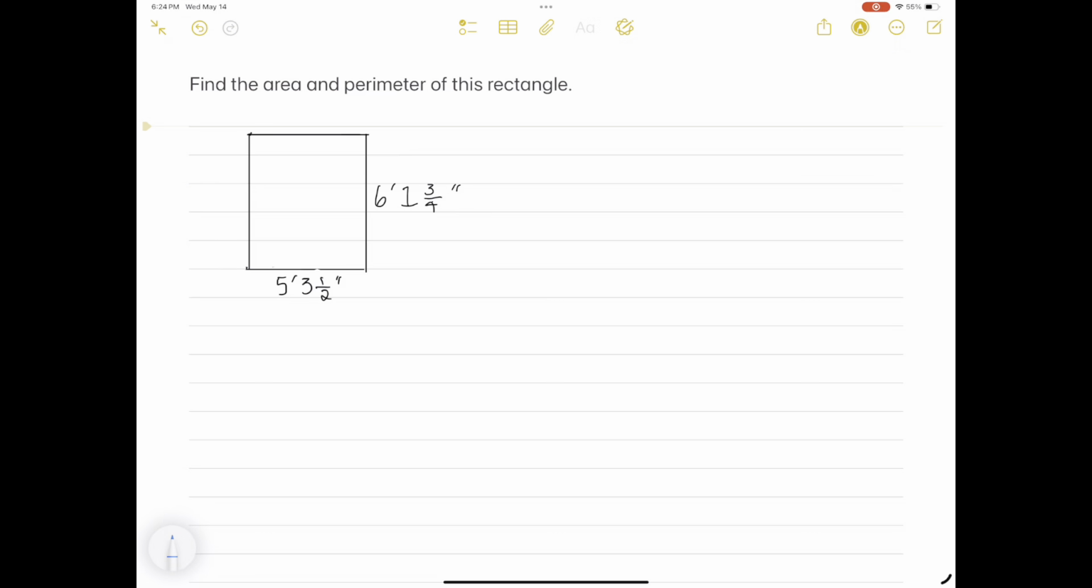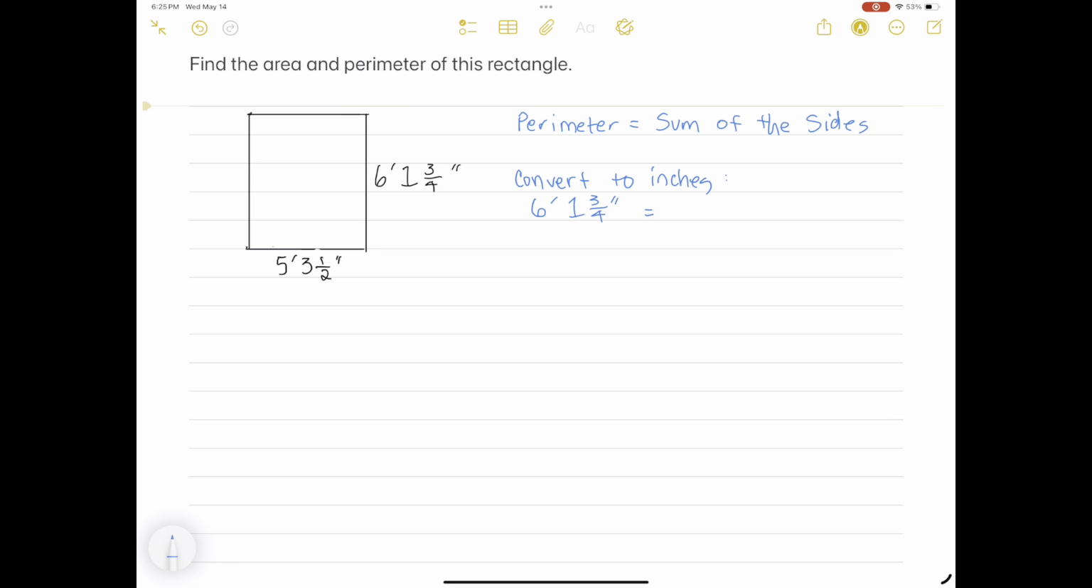Find the area and perimeter of this rectangle. So we will start with finding the perimeter. And the formula for perimeter equals the sum of the sides. The length of this rectangle is 6 foot 1 3/4 inches, and the width is 5 foot 3.5 inches. So we start by converting these units into inches.